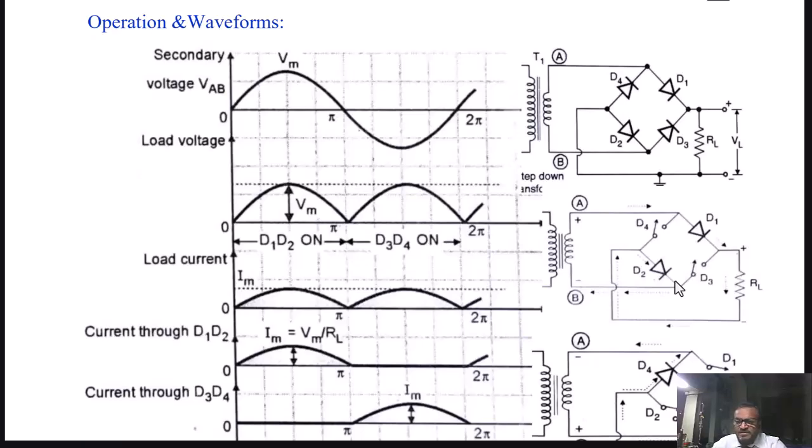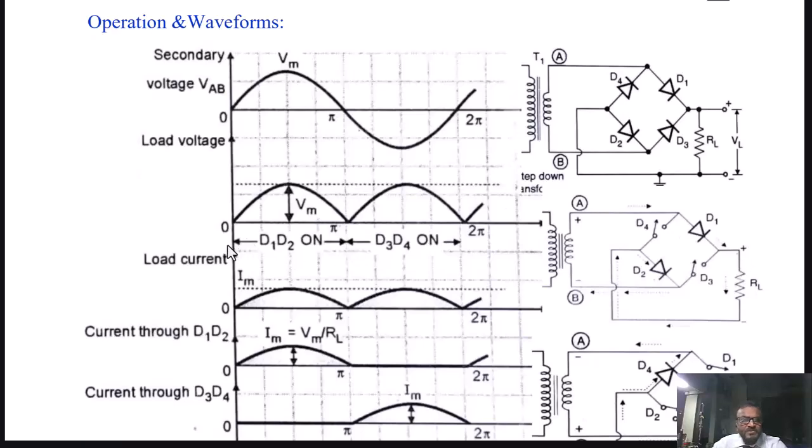They are open circuited. And the current is flowing from the secondary winding from point A via D1 through the load resistance from top end to bottom end, then via D2 and back to the negative terminal of the secondary winding. And in the secondary winding, the current is flowing from point B to A. Since diodes D1 and D2 are in on state, they will connect the voltage VAB across the load.